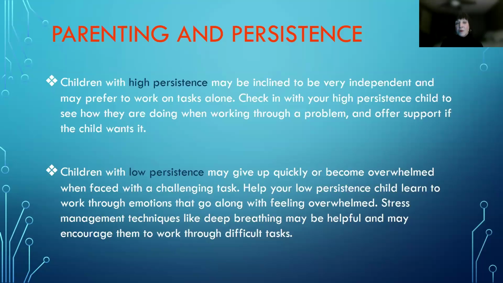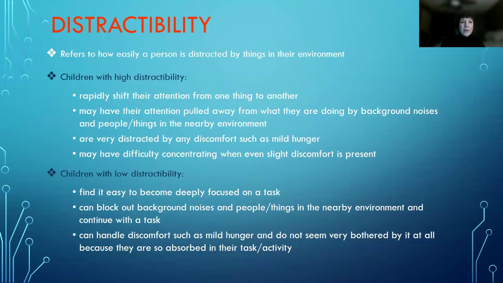If a child has low persistence and gives up easily on a task or quickly, they may just be becoming overwhelmed with a challenging task. So you can help them by helping them work through the emotions that they're feeling, because they may get teary or just exasperated or very frustrated with themselves. You can help them try some stress management techniques. I know a lot of families use deep breathing when a child becomes frustrated, and that can be really effective for a child with low persistence and a high frustration level.